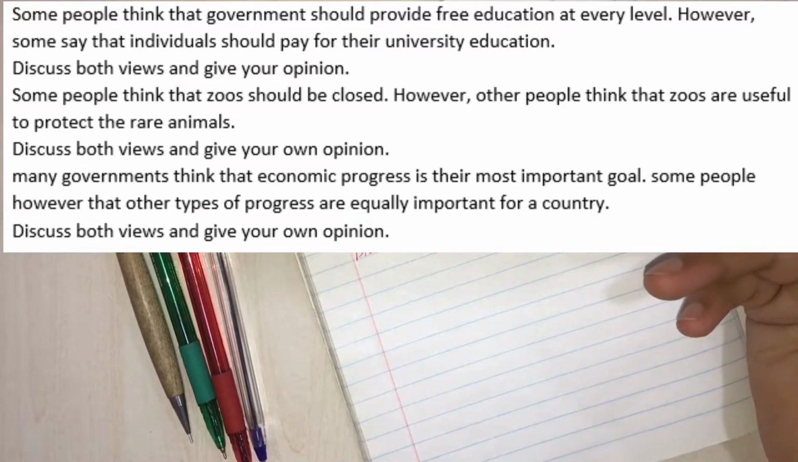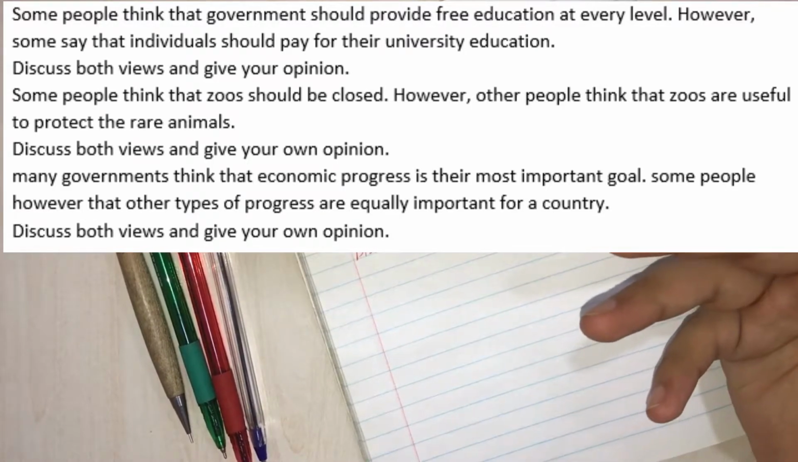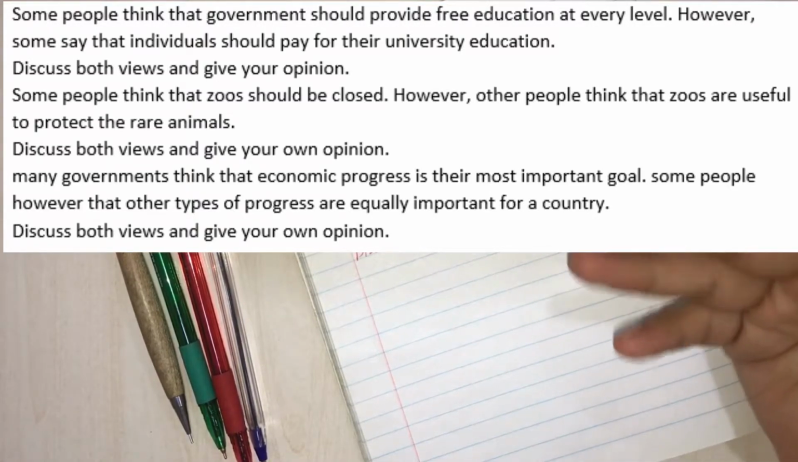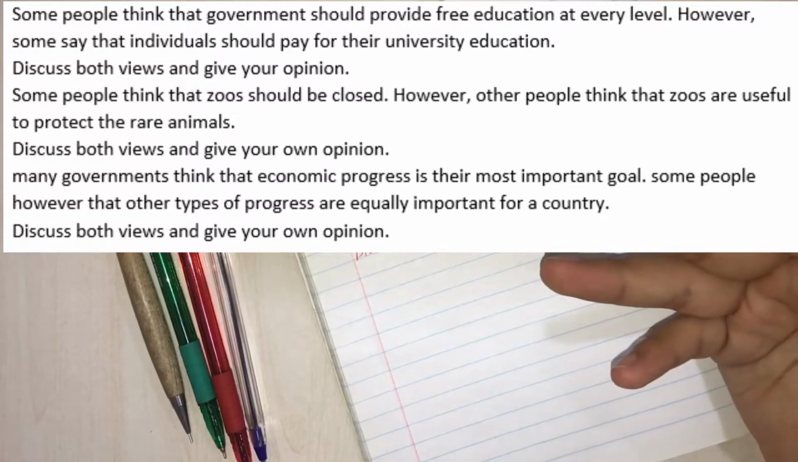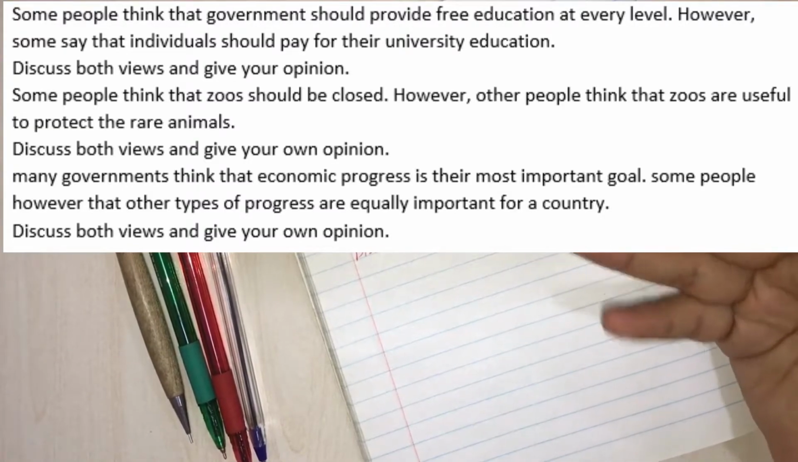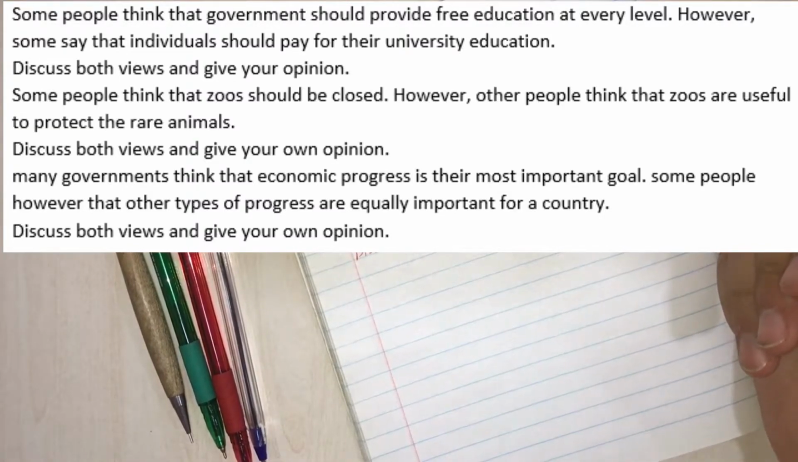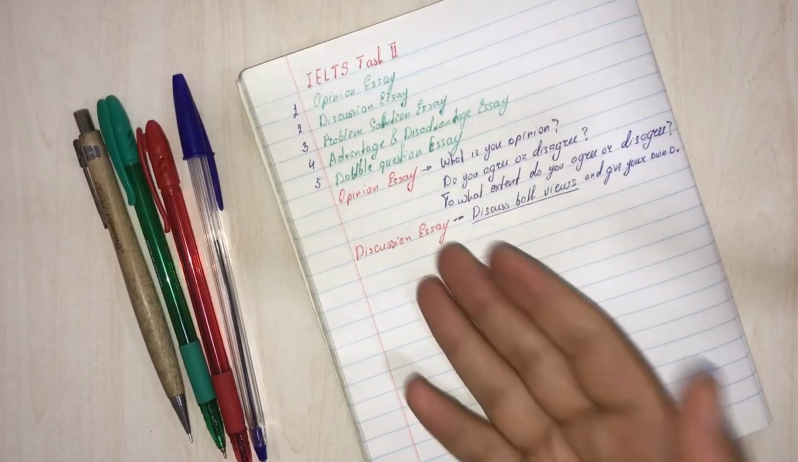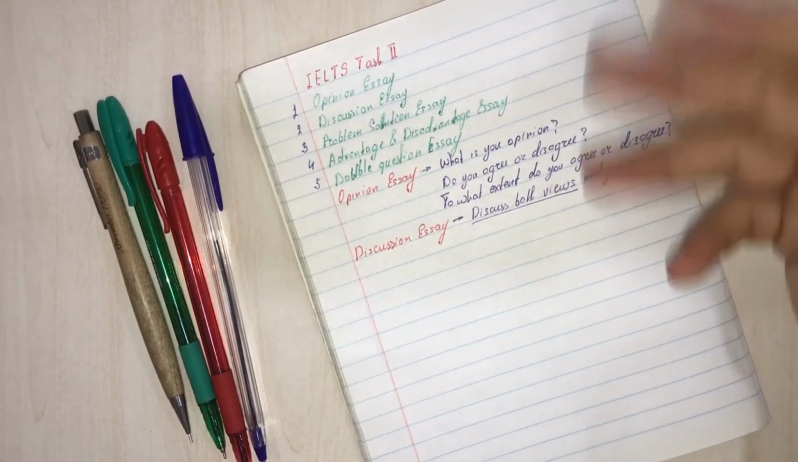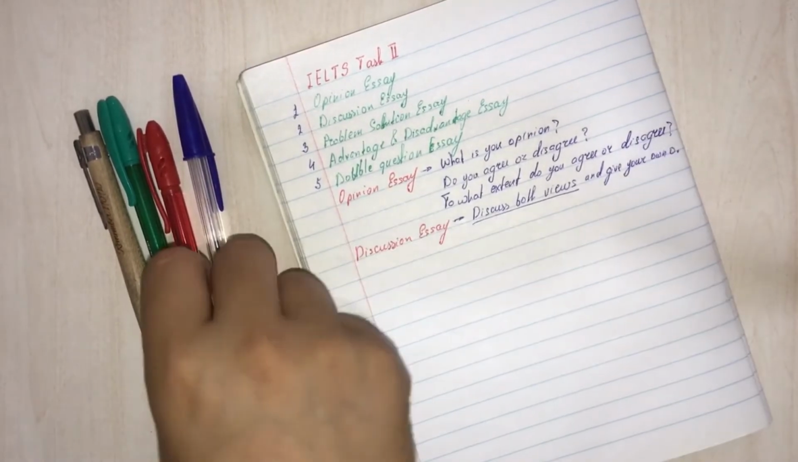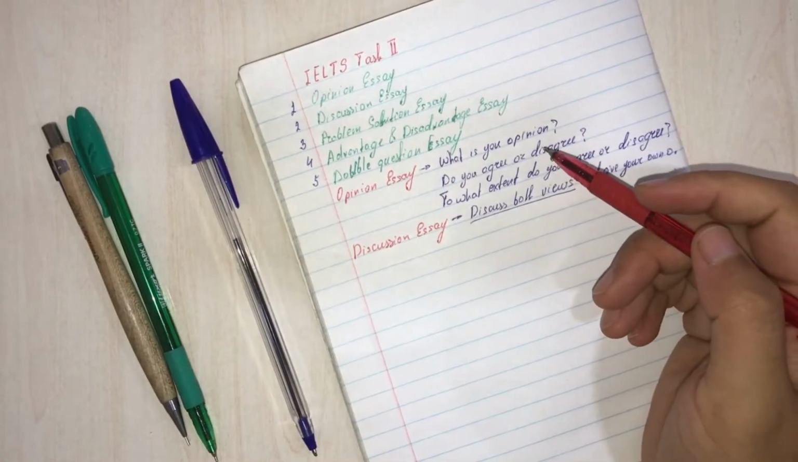And another one is, many governments think that economic progress is their most important goal. Some people, however, think that other types of progress are equally important for a country as well. And we need to discuss both views and give our opinion. And as I mentioned, for this discussion essay, I'll give tips in the next video as well. So I'll move on to another one, which is the problem solution essay.